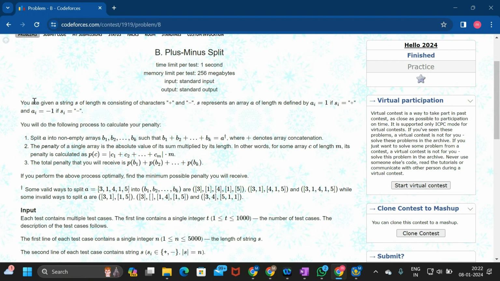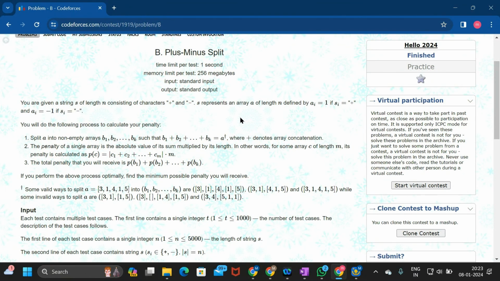So here the question statement is that you are given a string S of length n consisting of characters plus and minus. S represents an array A of length n defined by a_i equal to 1 if s_i equal to plus, and a_i equal to minus 1 if s_i equal to minus.